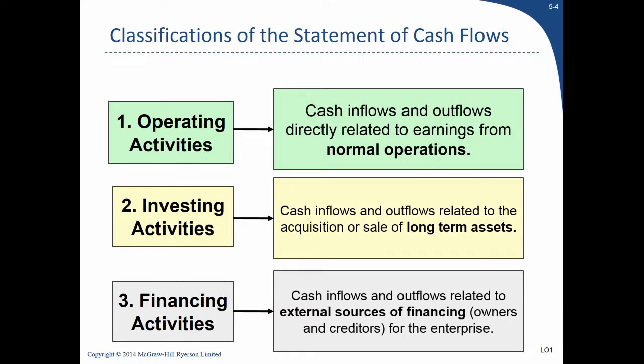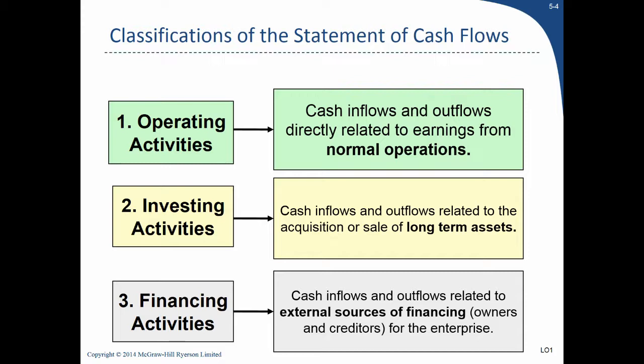All right, so this should be nothing new. We classify the statement of cash flows into 3 segments. The first is operating. Cash inflows and outflows directly related to earnings from normal operations. So this would be your revenues and expenses, okay?